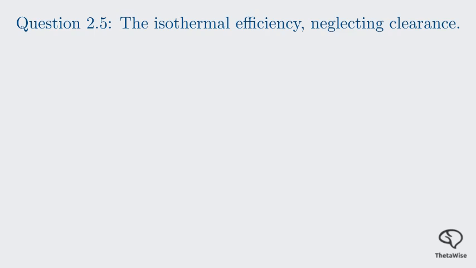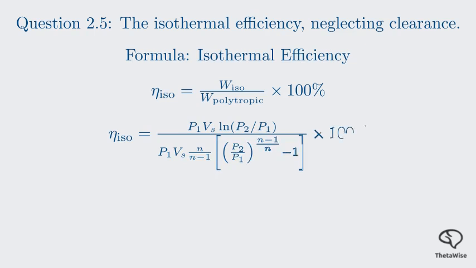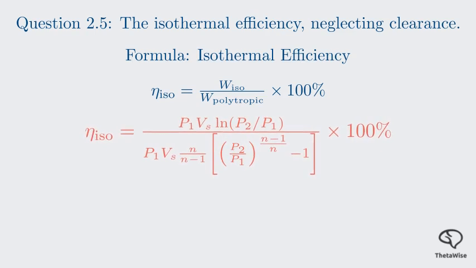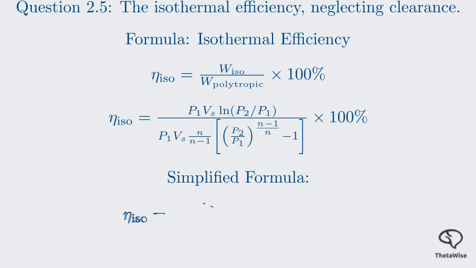The question also says to neglect clearance. This simplifies the cycle. Without clearance, the effective swept volume VEE is equal to the full swept volume Vs, so V1 equals Vs. This is the formula for isothermal efficiency. The numerator is the ideal isothermal work, and the denominator is the actual polytropic work. Since we are neglecting clearance, we use Vs instead of V. Notice that the P1 and Vs terms cancel out from the numerator and denominator, as does the multiplication by 100. This simplifies the formula significantly.